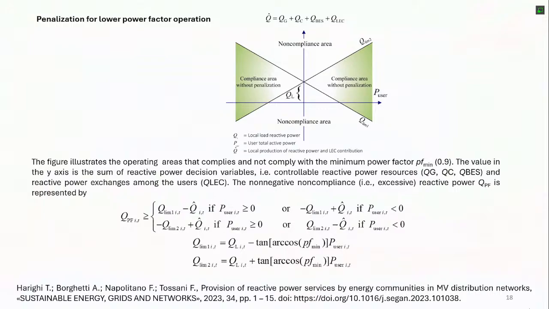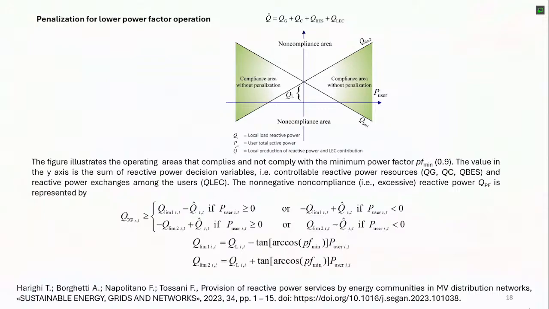So in the x-axis is the active power, in the y-axis there is the reactive power, that is the combination of the reactive power of the generator, the capacitor banks, if you have them, also the reactive power provided by the battery, and the power QLEC, that is the last term here. It is the direct exchange of reactive power among the users of the same energy community. So these are the equations that just represent this butterfly image of these limits, and these are the constraints. There is also the paper in which there are the details.